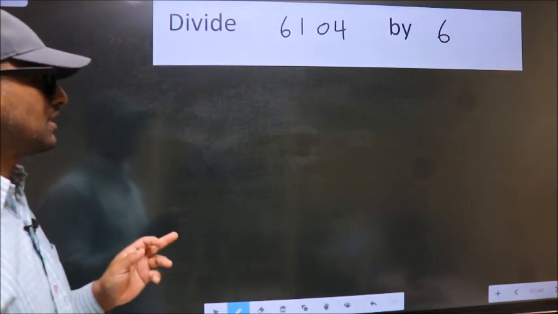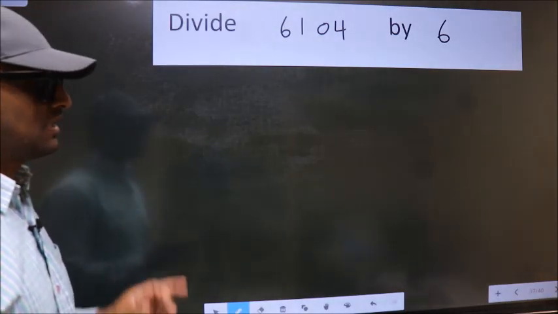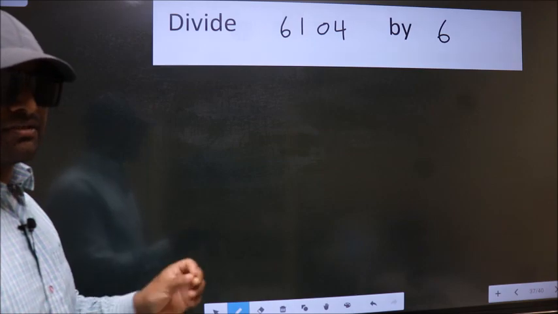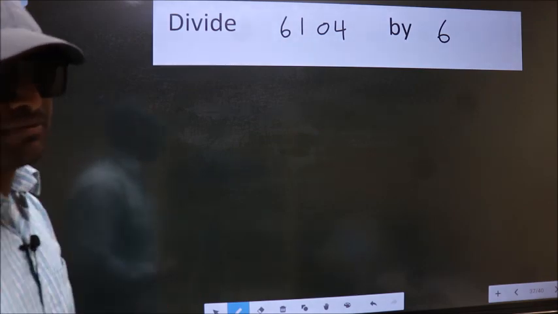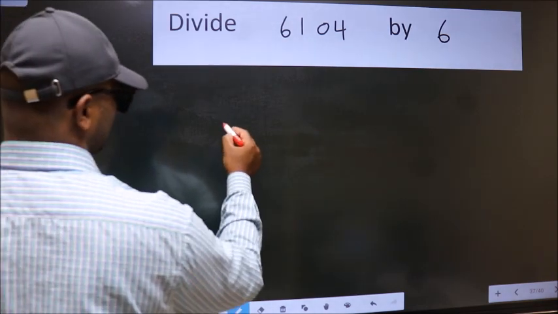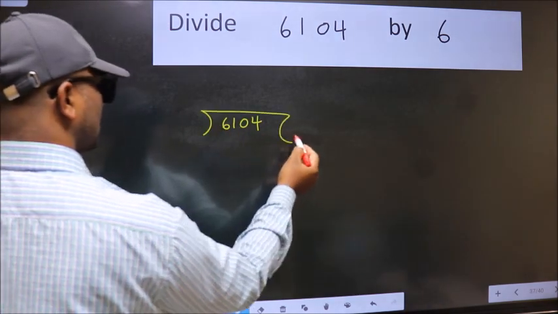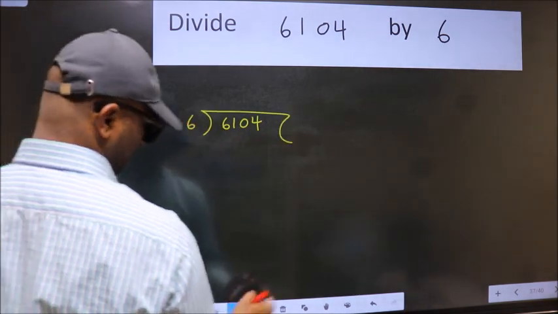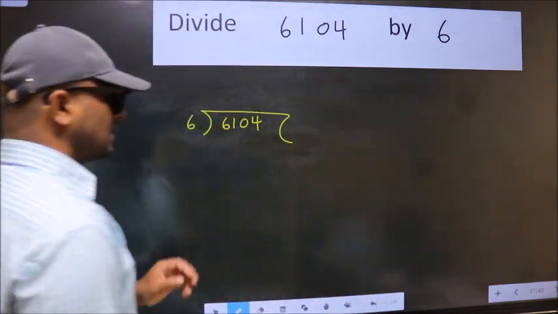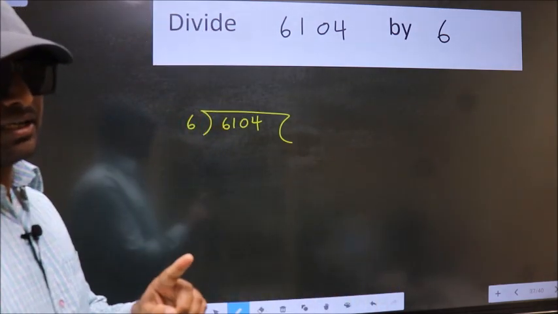Divide 6104 by 6. To do this division, we should frame it in this way. 6104 here, 6 here. This is your step 1.